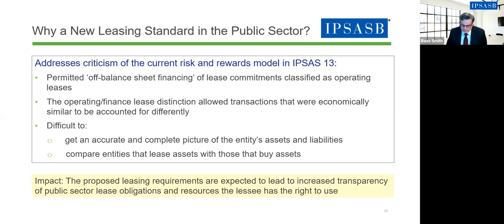And you know, that really brings us to what the impact we're trying to bring with this new standard. And that's really the very bottom of the slide here and highlighted in yellow. The proposed leasing accounting requirements, they're expected to lead to increased transparency of public sector lease obligations and resources the lessee has a right to use. This is the same outcome from a private sector perspective as well, that should help with comparing the public sector balance sheets of entities that either borrow to purchase assets or lease them.